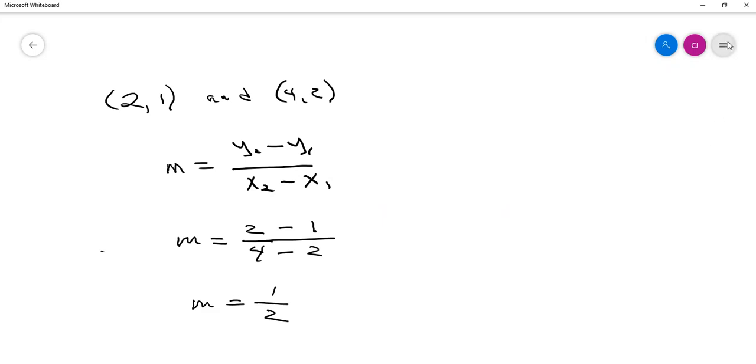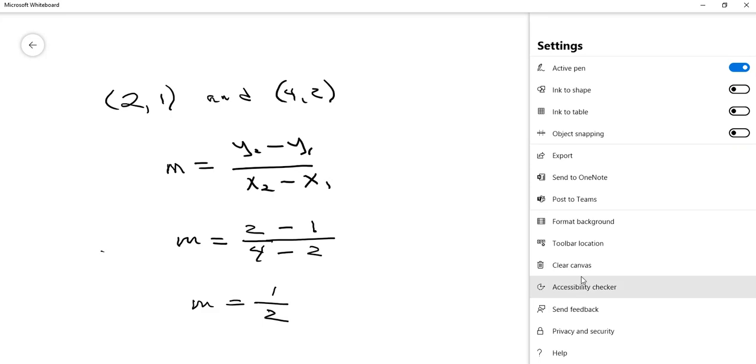Let's try another one. You can look at these in the book, so I'll use the ones in the book. Let's get to the next page. The next example is -3 comma 1 and 2 comma -2. Really, students get in trouble when they get these signs mixed up, so you have to be careful.